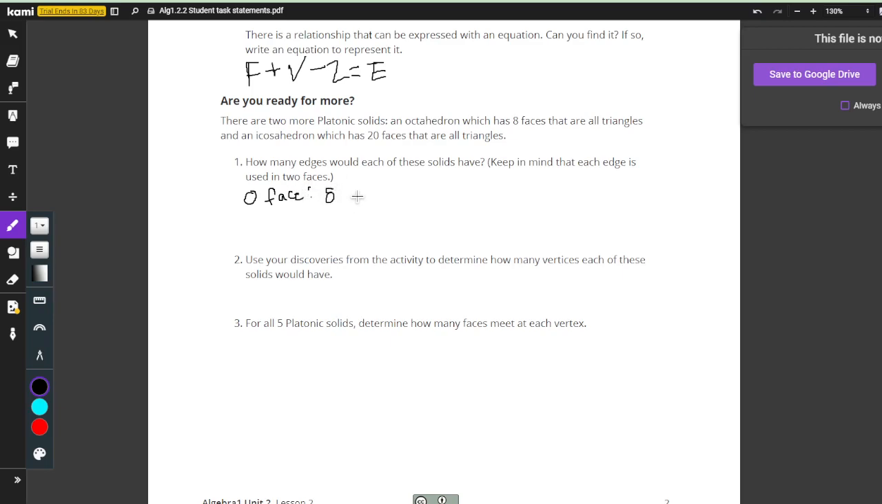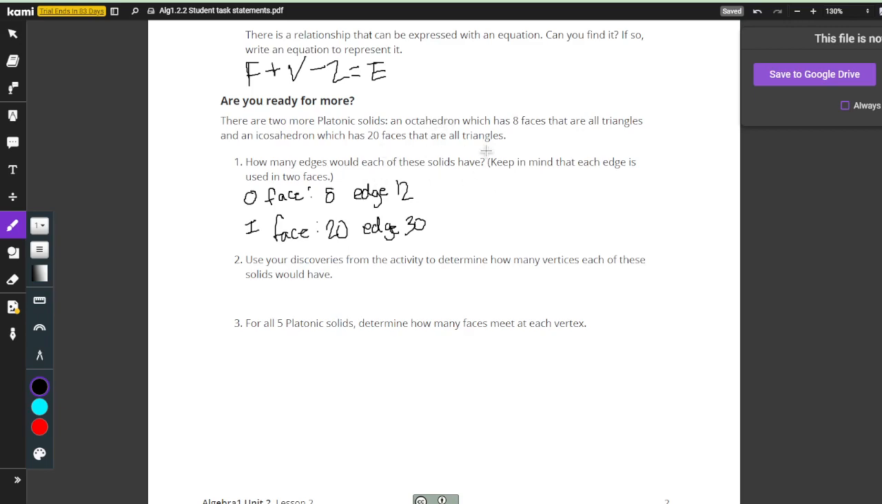And we're going to talk about the edges. In this case, we're going to have 12 edges. Okay. And then we have the icosahedron. So those faces is going to be 20. Number of edges we're going to have, in this case, is going to be 30. Okay.